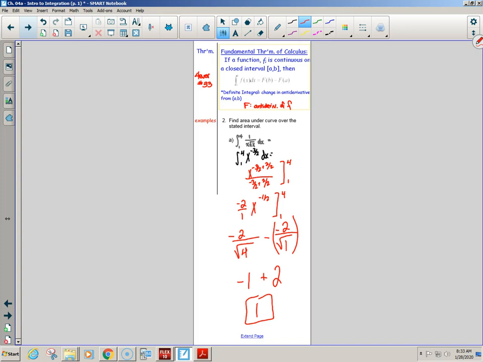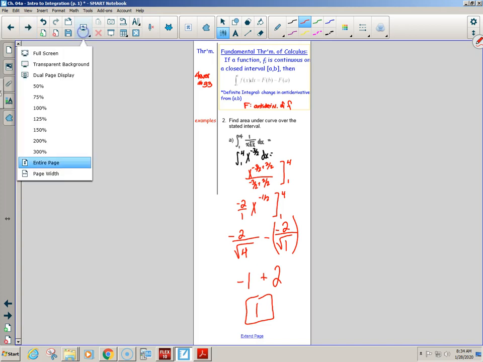Okay, you saw your first definite integral solved out after learning the fundamental theorem of calculus.